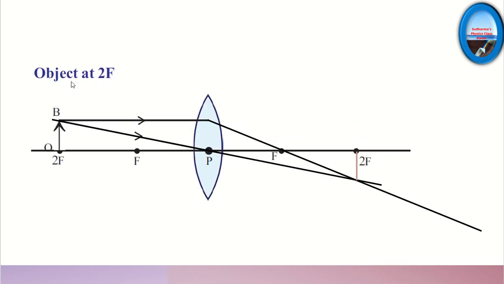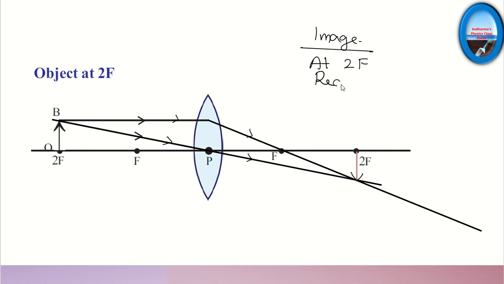Now, object at 2F. So we are taking the same rays. A ray which is parallel to the principal axis, after refraction, passes through the focus. Another ray which is passing through the optical center passes without any deviation. So here you will be getting the image. In the case when the object is at 2F, the image will be at 2F itself, since the rays are really meeting.